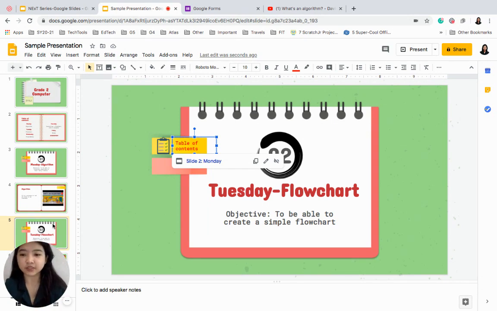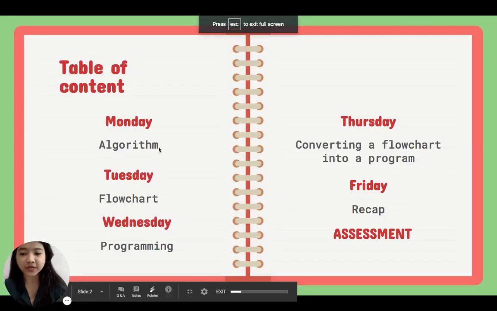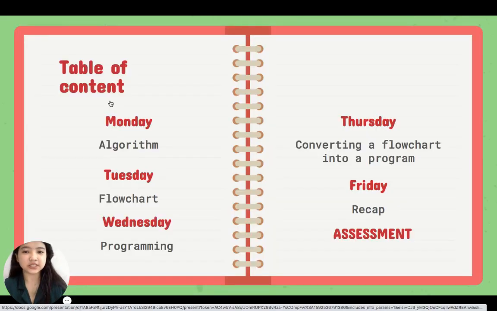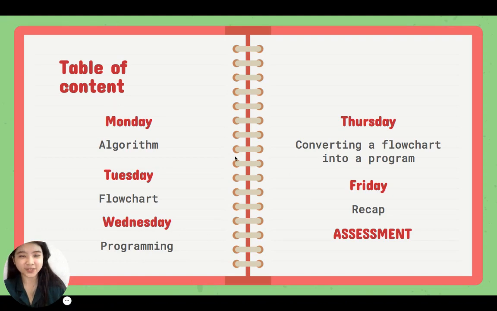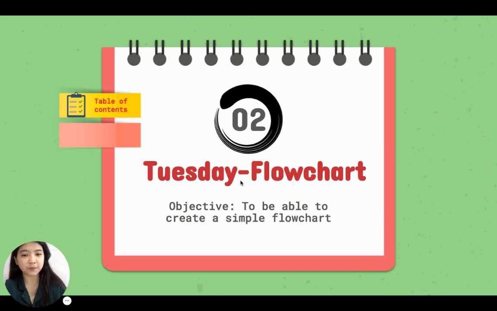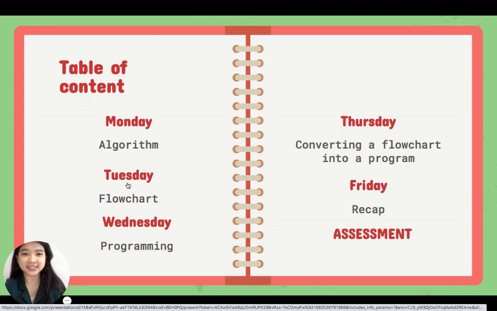Okay, so then let's try to present this one. If I click on Monday, I will be rerouted to the Monday page. If I click table of contents, it will go back to the table of contents. If I click Tuesday, it will go to the Tuesday page. And then if I click table of contents, it will reroute me to the table of contents. So as easy as that one. Okay, now let's proceed to the external linking.